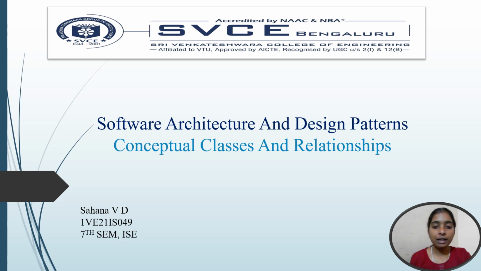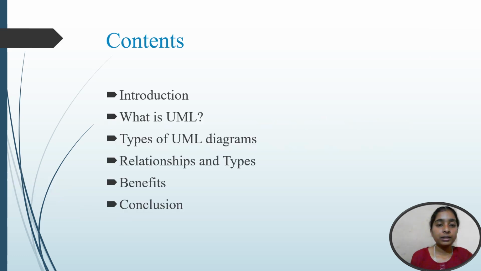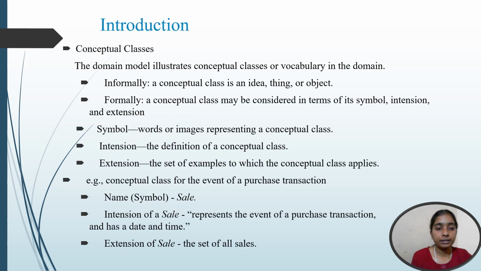I'm here to explain the topic of software architecture and design patterns, that is, conceptual classes and relationships. Let us know what is in the contents: introduction, what is UML, types of UML diagrams, relationships and its types, benefits of defining the conceptual classes and relationships, and conclusion. Introduction.